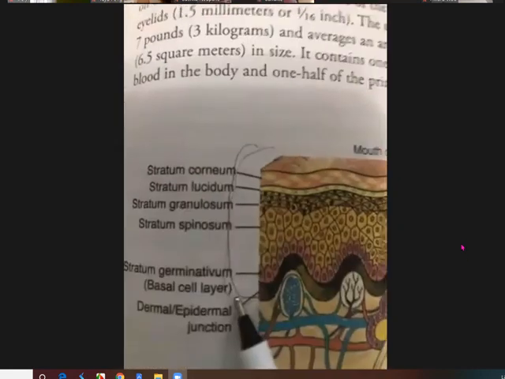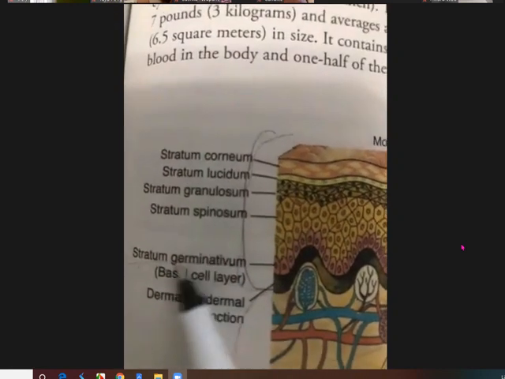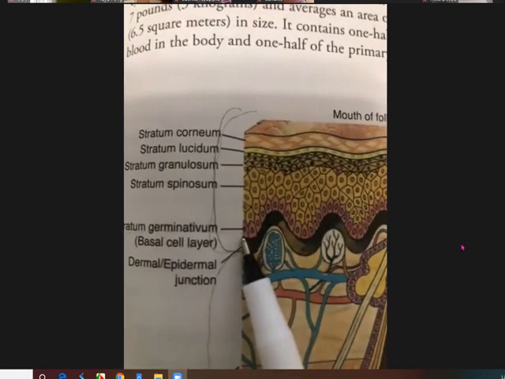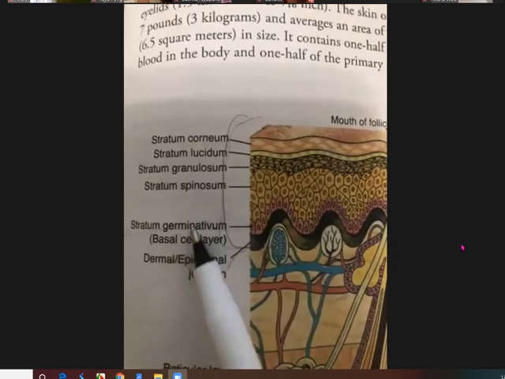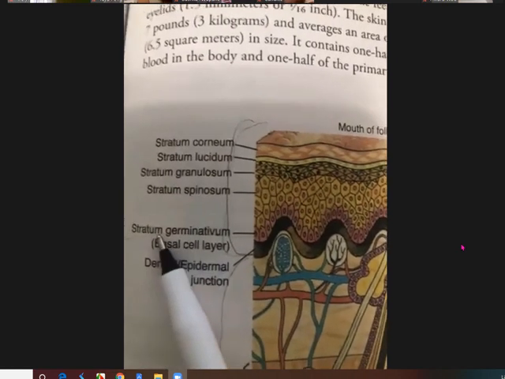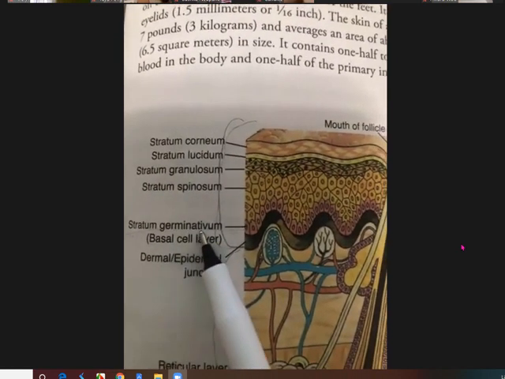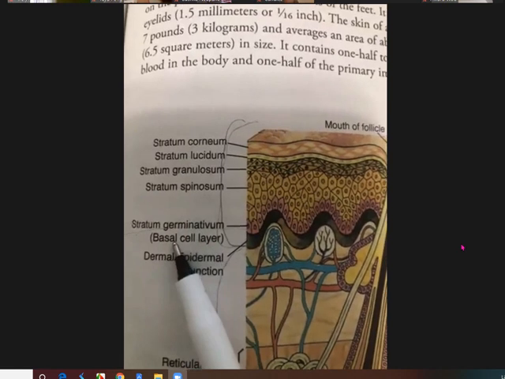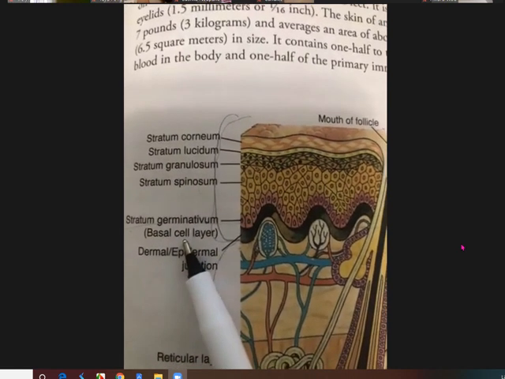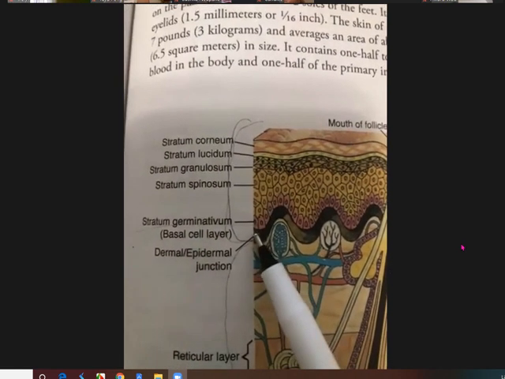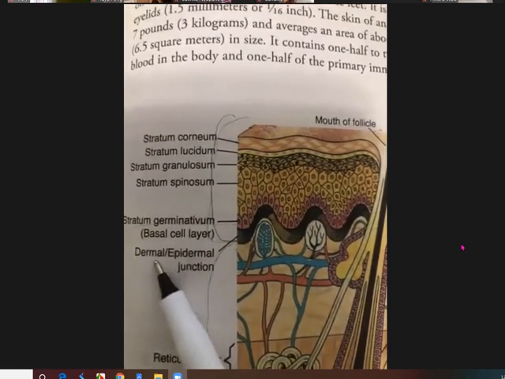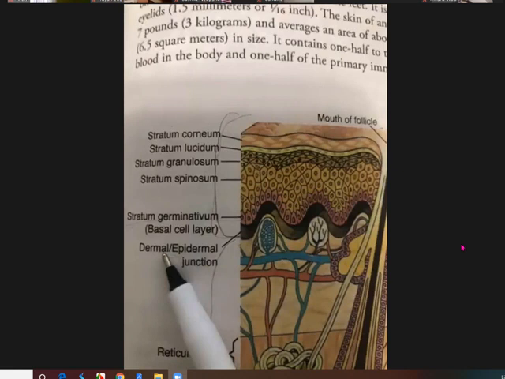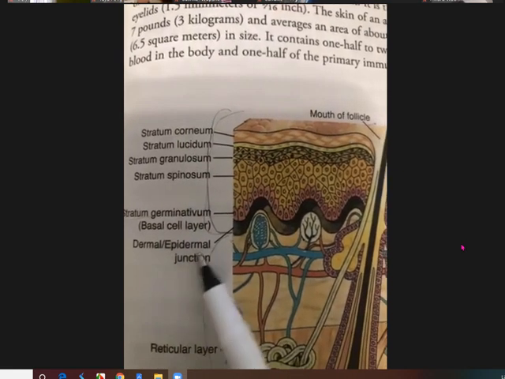Now, if you look at the very bottom layer, the fifth layer of your epidermis, 最底层, there's a layer called the stratum germinativum. It is actually your base. It's also called the basal cell layer. The basal cell layer is the layer between the epidermis and the dermis. That's why it's called the epidermal and dermal junction.